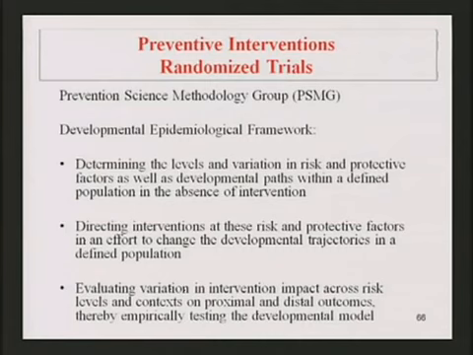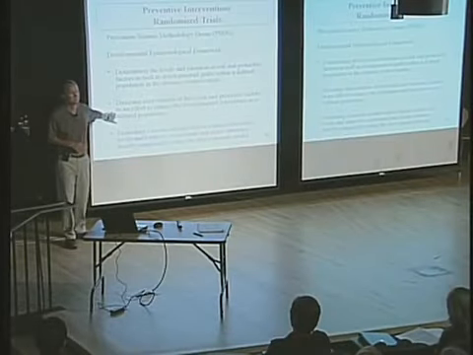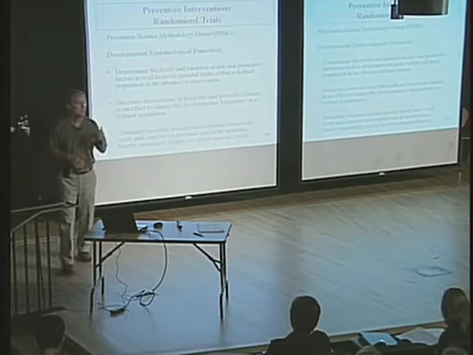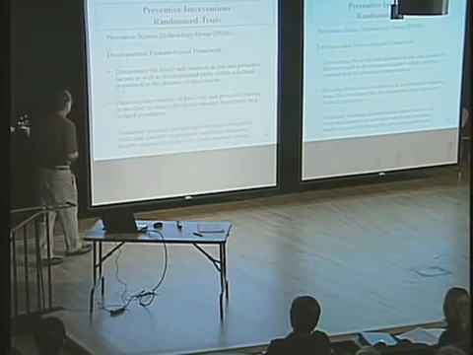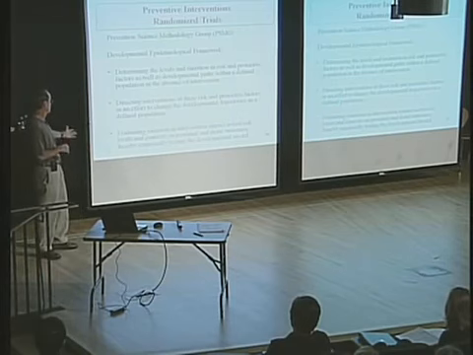So this is growth modeling with the random effects in the control group in the absence of intervention, and then directing interventions at these risk and protective factors in an effort to change the developmental trajectory simply means S on X. That is, the intervention changes the slope. In evaluating variation in intervention impact across risk levels and context on proximal and distal outcomes.